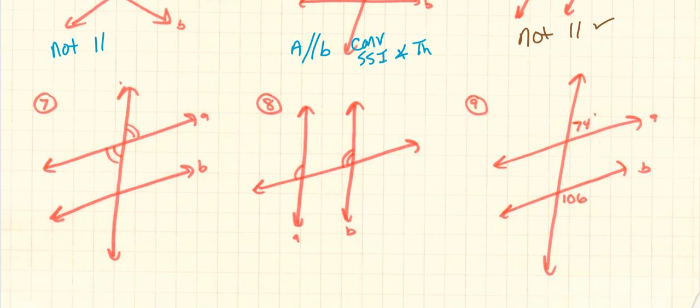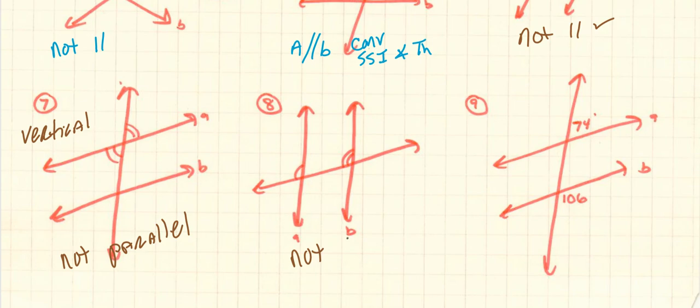For number 7, these are vertical angles, and vertical angles is no converse vertical angle theorem. So for this one, it's going to be not parallel. Number 8 is going to be also not parallel. And that's because these are corresponding angles, and the corresponding angles should be congruent, and they're not, because this has one arc and this has two.